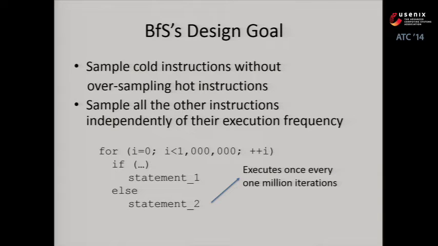Imagine that we want a single sample from both statement 1 and statement 2 in this example. And despite the loop executing 1,000,000 times, BiasFree would allow us to obtain these samples with 2 breakpoint firings if we put a breakpoint at both statement 1 and statement 2 and remove it after the execution of each statement.